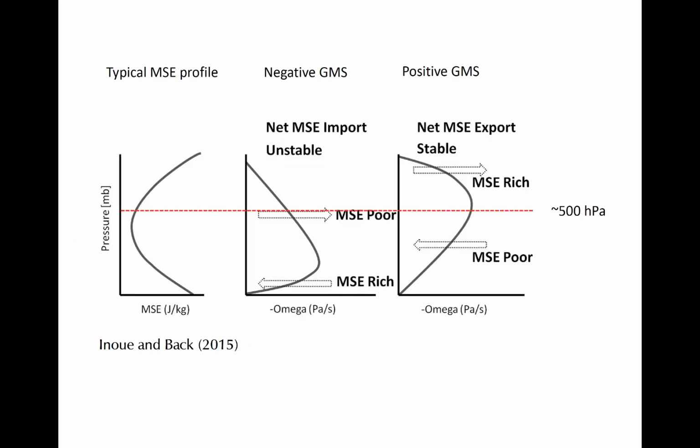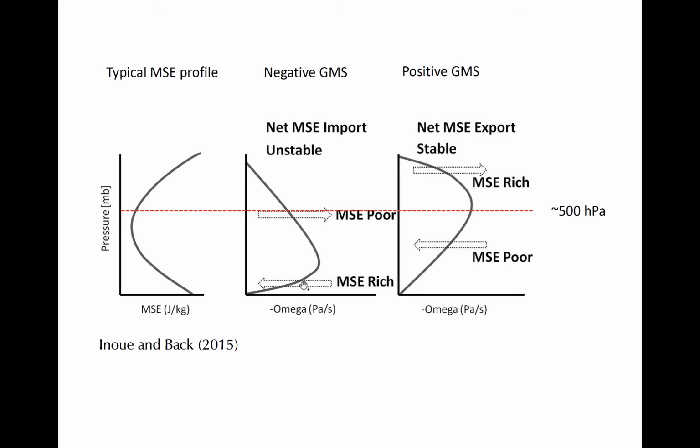A typical MSE profile in the tropics is seen at left. It looks like the theta E profile seen before, and it has a minimum somewhere in the middle troposphere. Negative GMS occurs when the net transport of MSE into a column is positive. The middle panel shows an example of convergence in the low troposphere and divergence in the middle troposphere where MSE is low.